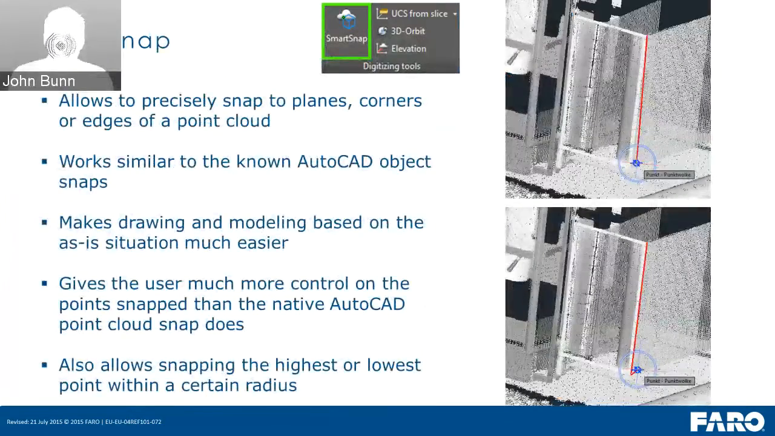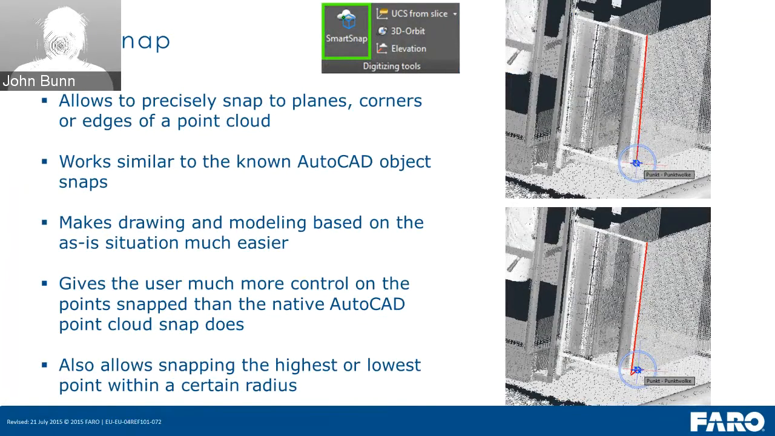The smart snaps, in my opinion, is one of the better features that has been put in across all the pro building, plant, etc. products. What smart snaps is, is the ability to snap to very specific points within a search region. For example, you have your corners and edges, which I think are probably going to be the most used. You also have a high point and low point.